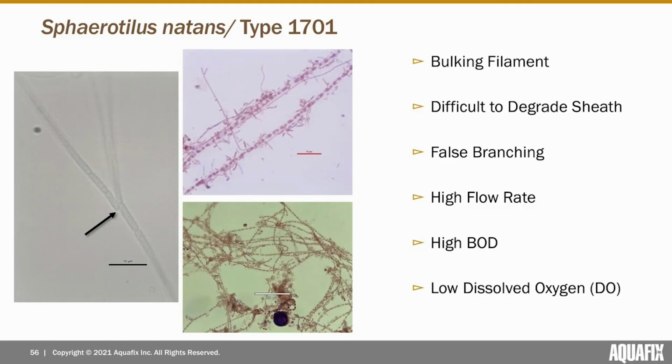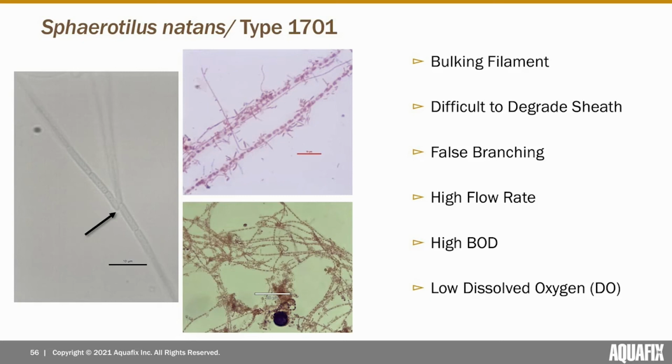Next, we have Spirillous natans / type 1701. These guys are gram and Neisser negative filaments with sausage or rod-shaped cells. As mentioned before, these filaments can have false branching. The photo on the left shows how the cells are more so leaning against each other versus being truly connected. S. natans and type 1701 tend to be grouped together as they have similar characteristics and appear in similar plant conditions. The main difference between the two is that S. natans tend to be slightly thicker than type 1701.